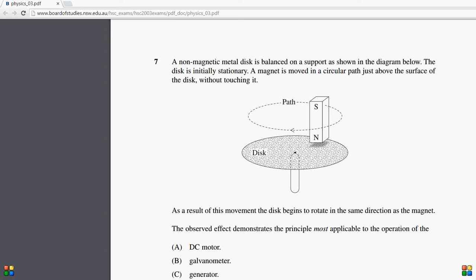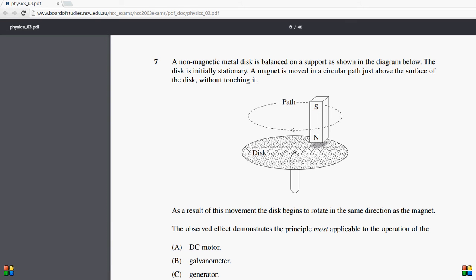Because of Lenz's law. And remember that Lenz's law says whenever there's a change in magnetic field in a conductor, the conductor will produce a back EMF that opposes the change. So in this case, the disc moves with the magnet because it wants the relative motion between the disc and the magnet to be 0. So Lenz's law is what we're looking for here.